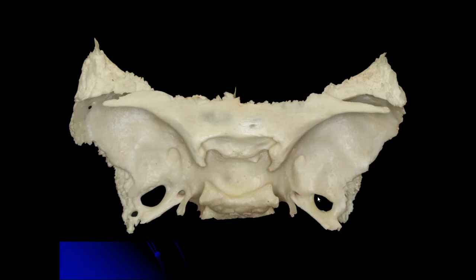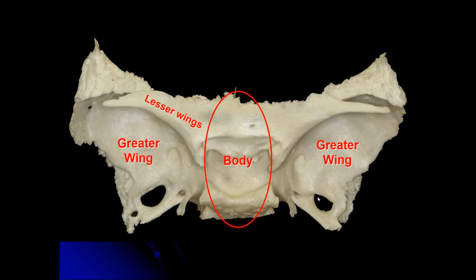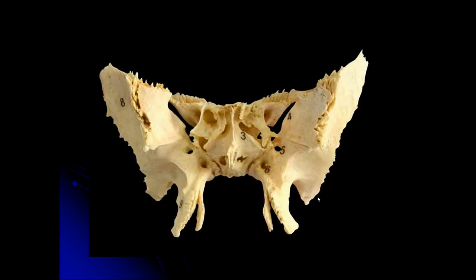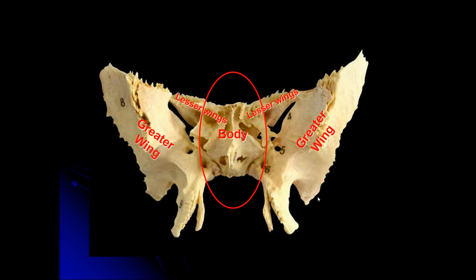So if we take the bone out and look at it, we can see these different parts. Again, this is a superior view, so you can't see the pterygoid processes, but you can see the body, you can see the greater wings, and you can see the lesser wings. In order to see the pterygoid processes, we have to look at it from this view. But here, you can still see the body. You can still see the greater wings. You can still see the lesser wings. And now you can see the pterygoid processes.